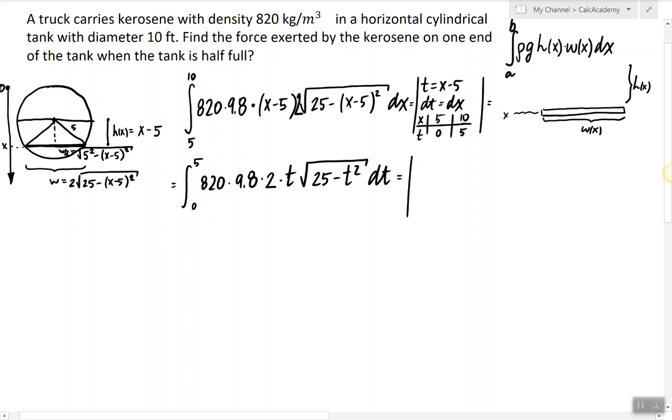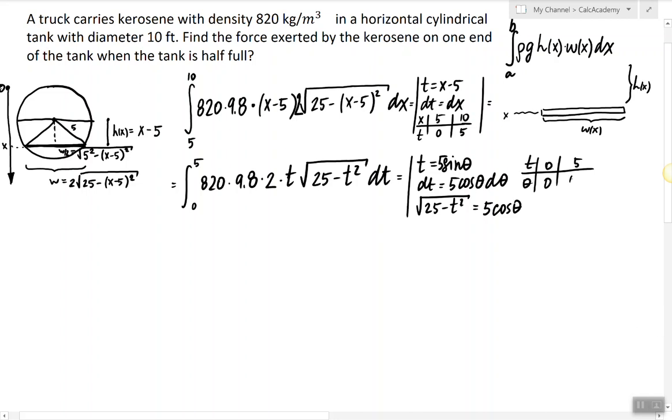Now this suggests the following substitution: t equals 5 sine theta, in which dt will be equal to 5 cosine theta d theta, so that the square root of 25 minus t squared will be equal to 5 cosine theta. The limits of integration in this substitution will change: when t is 0, theta must be 0, and when t is 5, theta must be pi over 2.